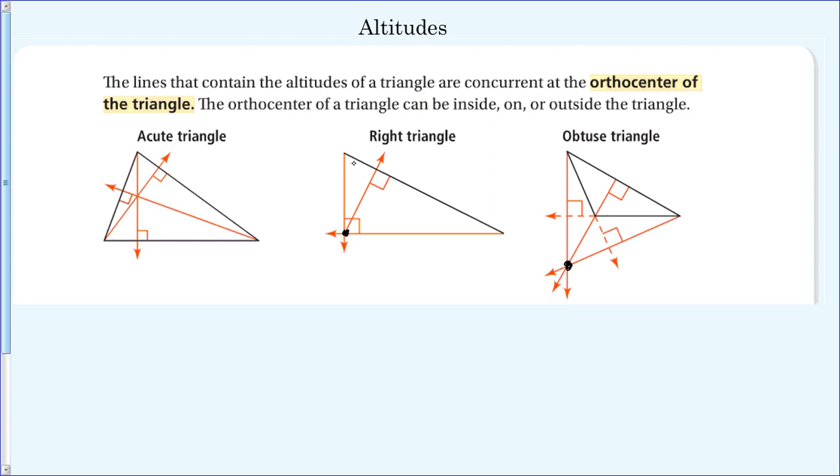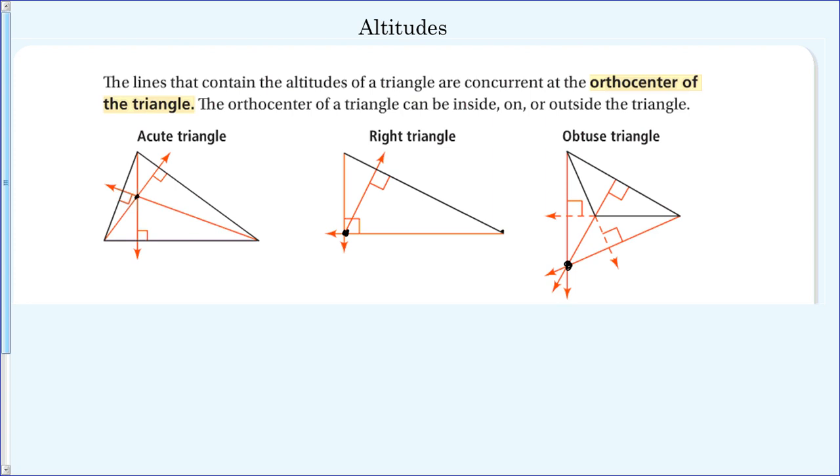Because if you draw a perpendicular line from this vertex down, since this is a right triangle, it's going to follow that side. Same thing here. If you drew an altitude from this vertex, it would follow this side. And then of course, the altitude starting at this vertex would go perpendicular to this side. So a right triangle, the orthocenter is going to be right there. Obtuse is going to be outside. And acute, it's going to be inside.